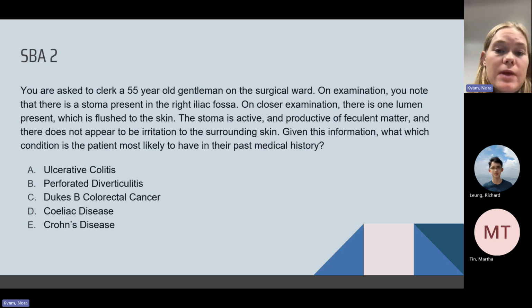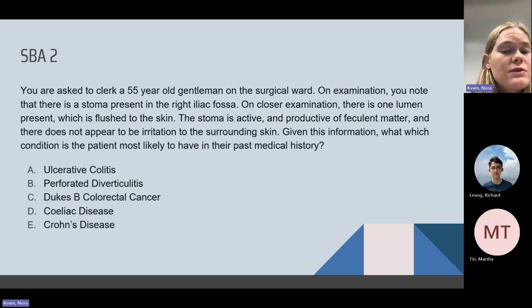Perforated diverticulitis, yes, could be. He is a 55-year-old gentleman, again, as Martha mentioned. Diverticulitis is sort of like the appendicitis for older people. The only thing that makes me question whether it is, though, is that the stoma was present in the right iliac fossa. In diverticulitis, you do a Hartmann's procedure normally, but that's in the left iliac fossa. So that makes me question option B.